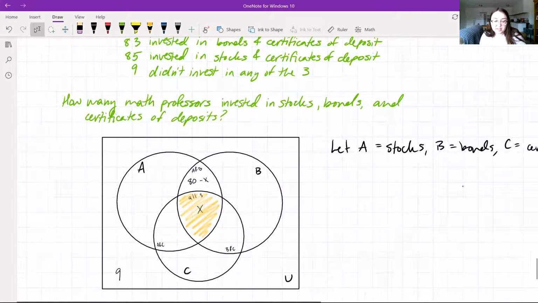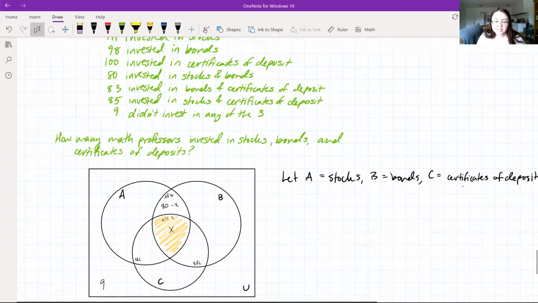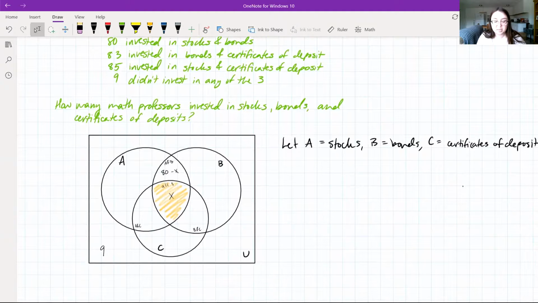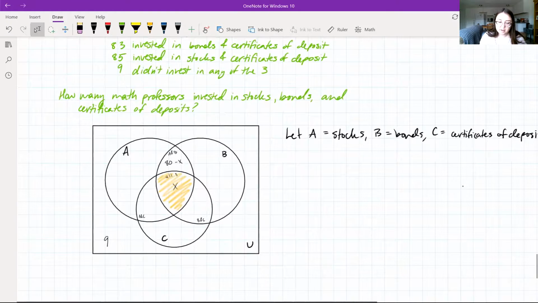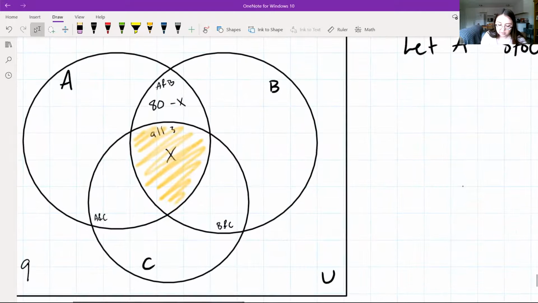And since we don't know what X is, that's what we have to leave it as. We have to leave it as 80 minus X. Now let's go on to who invested in bonds and certificates of deposit. And it looks like there were 83. So this region is going to be 83 minus X.